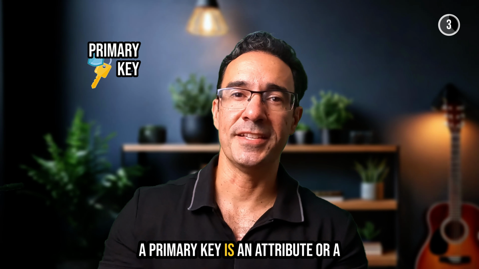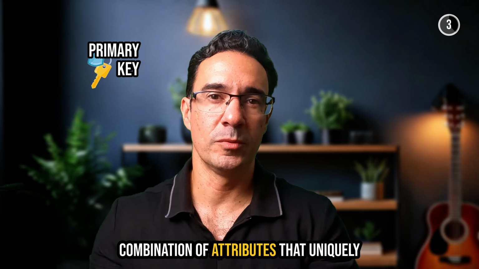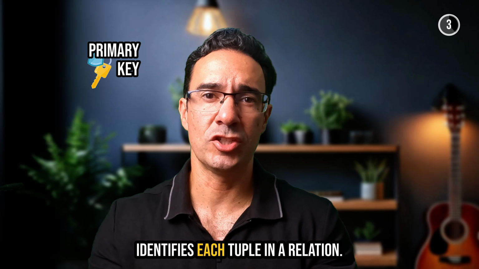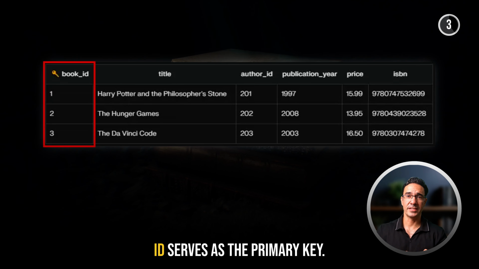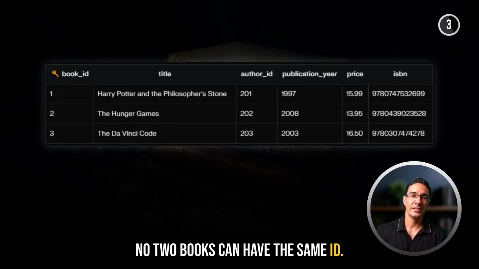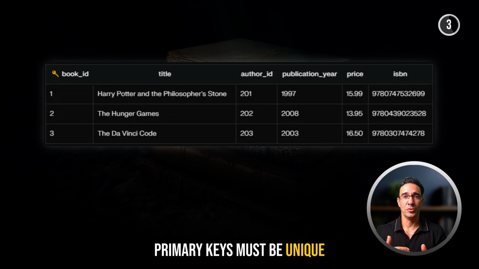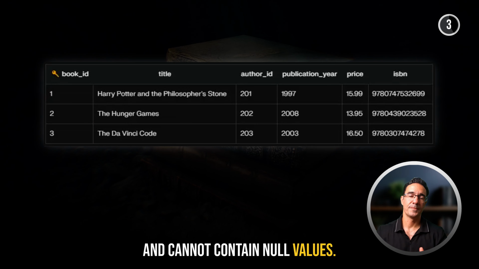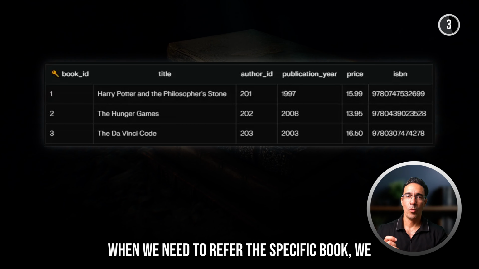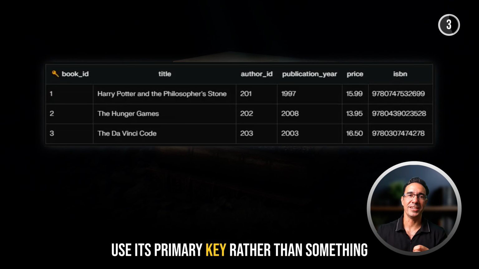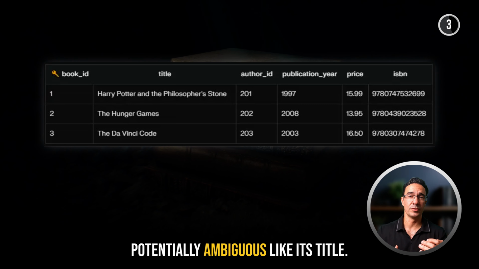A primary key is an attribute or combination of attributes that uniquely identifies each tuple in a relation. In our books example, book ID serves as the primary key. No two books can have the same ID. Primary keys must be unique and cannot contain null values. Primary keys act as the identity card for each row. When we need to refer to a specific book, we use its primary key rather than something potentially ambiguous like its title.